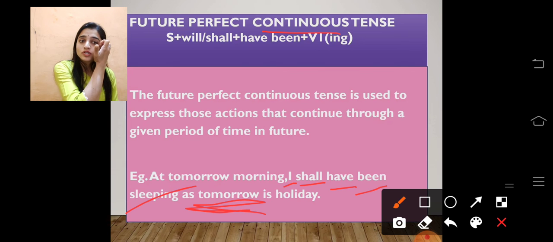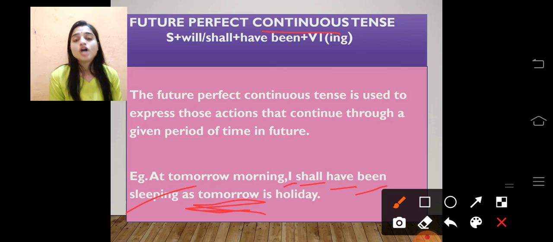ठीक है, as tomorrow is holiday, so at tomorrow morning I shall have been sleeping as tomorrow is holiday. तो कल आने वाले टाइम में मैं क्या कर रहा हूँगा? सो रहा हूँगा. सो एक पीरियड जो आने वाला है उसमें होने वाले एक्शन को लिए हम फ्यूचर परफेक्ट कॉन्टिन्यूस टेंस यूज करते हैं.